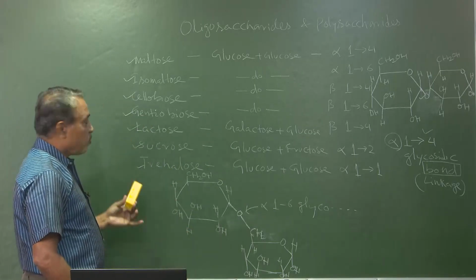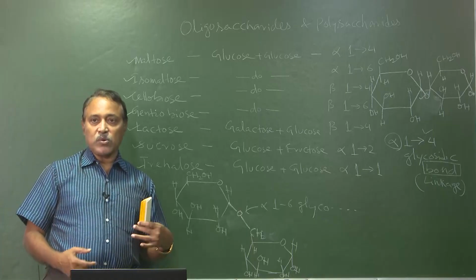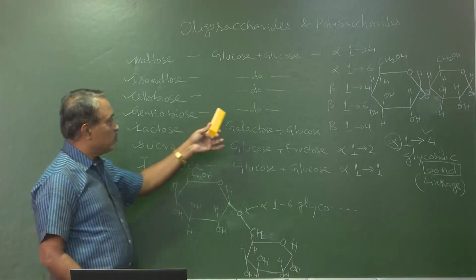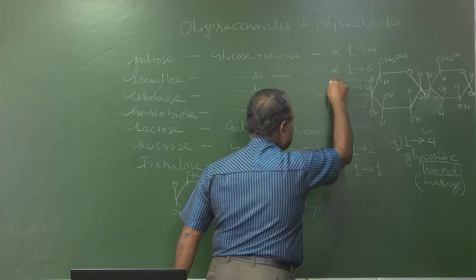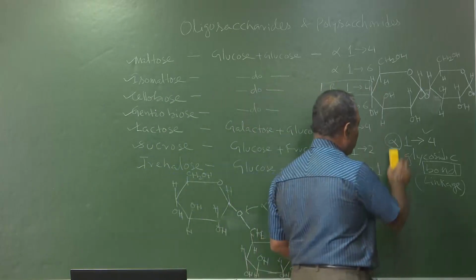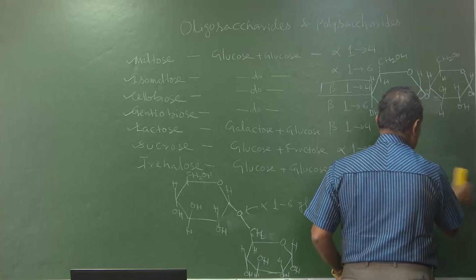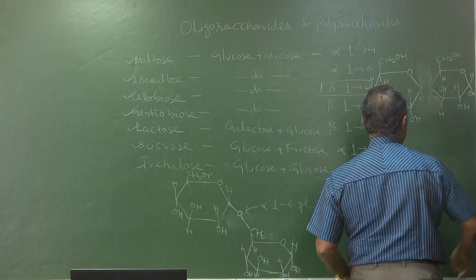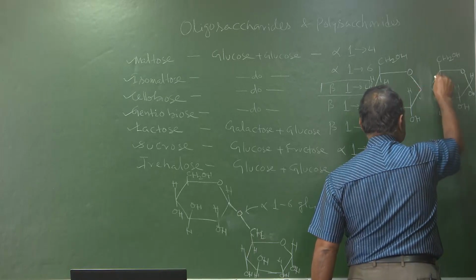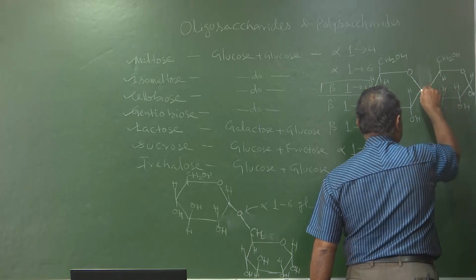So now this becomes isomaltose. Now when we go to cellobiose, we will have the same glucose units, but the linkage will be beta 1,4. Now this beta 1,4 is different from the alpha 1,4. So let me draw it here. I will just make it beta.